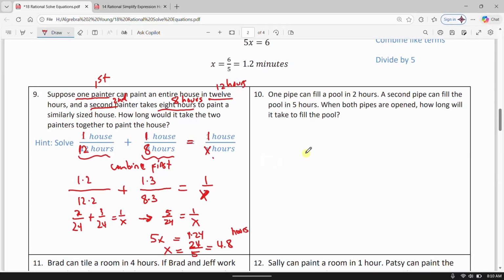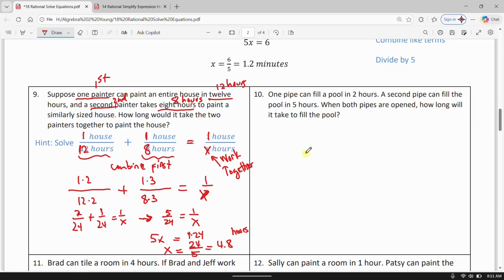So what does that mean? This is the number of hours they take together if they work together. So that means in 4.8 hours, if those two painters work together, they will finish the house.